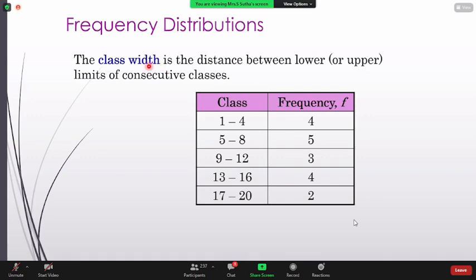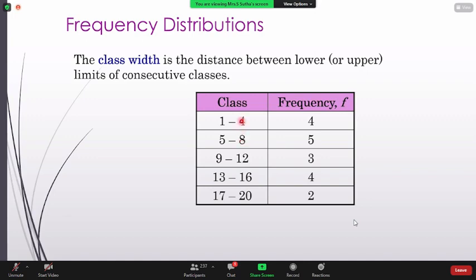4. Yes. How did you say 4? 5 minus 1. Yes. Now read it: the class width is the distance between the lower or upper limits of the consecutive classes. So these two are consecutive classes. We have to take the distance between the lower limits of the consecutive classes or the upper limits. The lower limits are 5 and 1: 5 minus 1 is 4, or 8 minus 4 is 4.